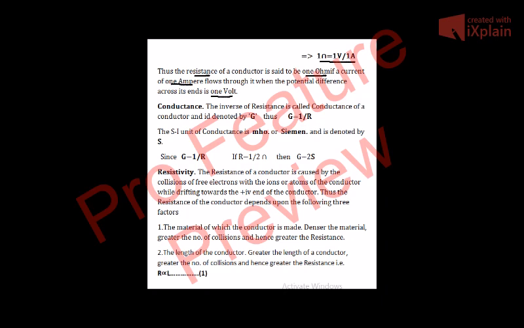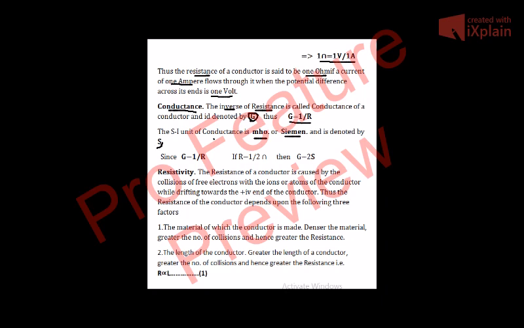Now what is conductance? Conductance is the opposite word for resistance. The inverse of resistance is called conductance of a conductor and is denoted by G. So G is equal to 1 by R. It means if the resistance of a conductor is smaller, the conductance of the conductor will be larger and vice versa. And if the resistance is greater, then conductance will be smaller. The SI unit of conductance is mho or Siemens and is denoted by S.